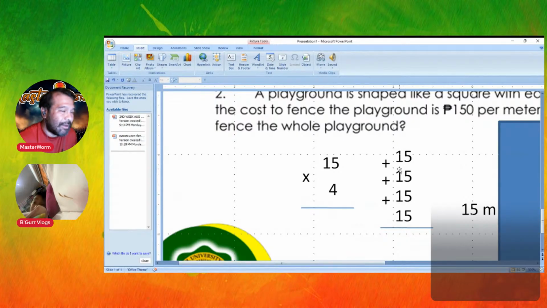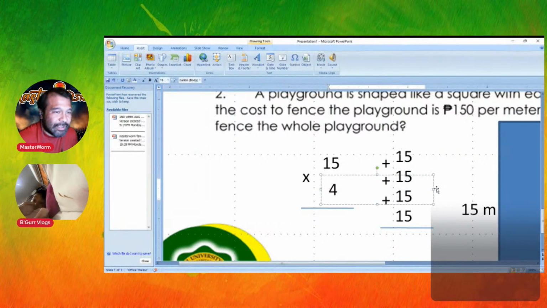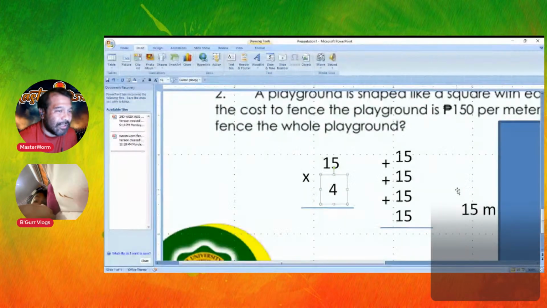So, which one is easier for you? Because we are dealing with a square, meaning a square is very easy because all you have to do is immediately multiply by 4. So here we'll do the multiplication. 5 times 4, how much, baby?